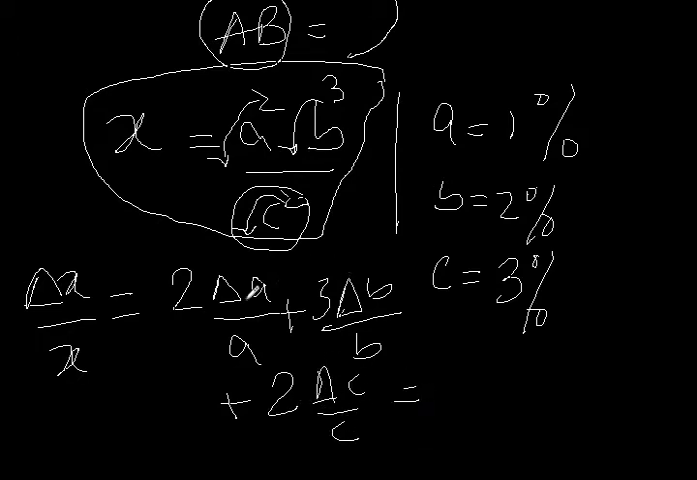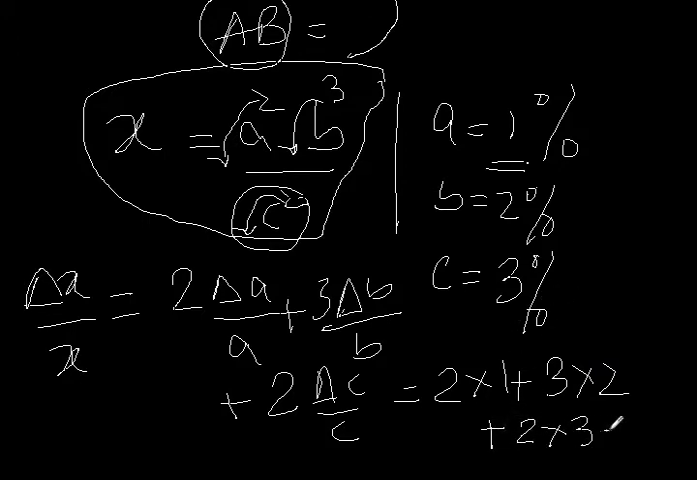Now del a by a as a percentage is given as 1%, so it is 2 into 1. Del b by b is given as 2%, so it is 3 into 2. And then del c by c is 3%, so it is again 2 into 3. So what you have is 2 plus 6 plus 6, which gives you a total error of 14%. So you see, the calculation is very simple if you go by this straightforward method of just multiplying the power here, here and here, and then adding them like this.